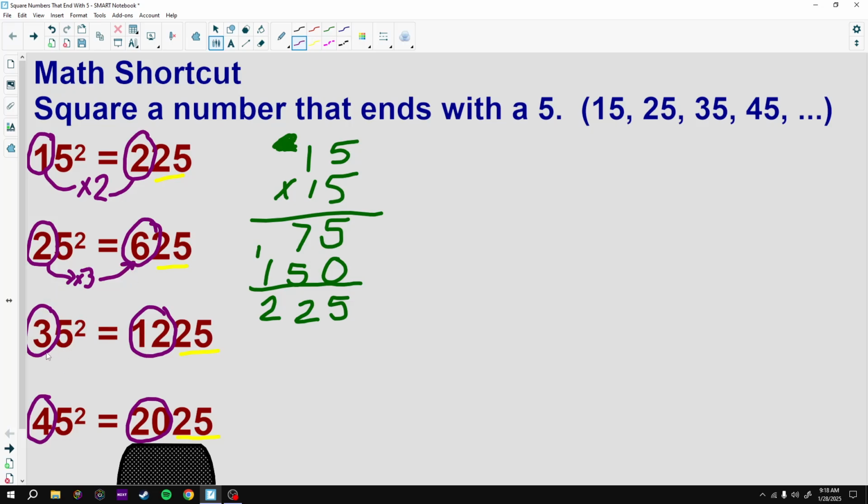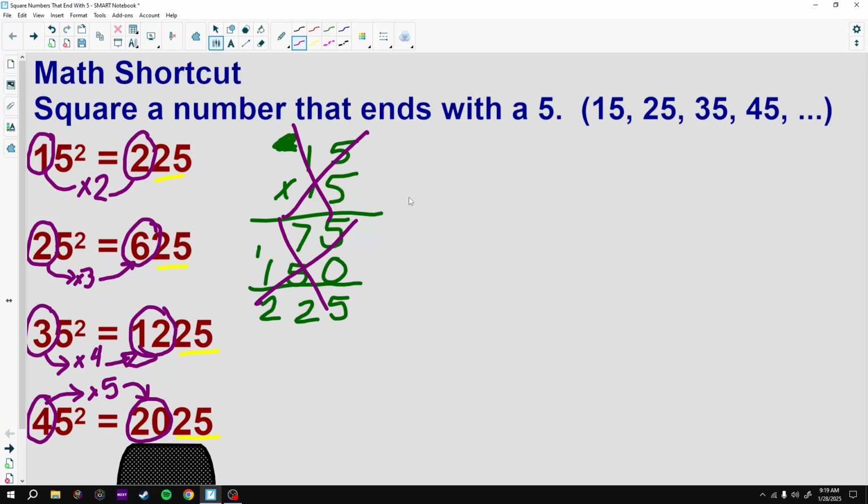Let's try down here. What's 1 more than 3? Well, 4. What's 3 times 4? There it is. 3 times 4 is 12. What's 1 more than 4? Well, 5. What's 4 times 5? 20. So you can see we don't have to go through all this work if we've learned a new math shortcut. So this only works with numbers that end in 5.